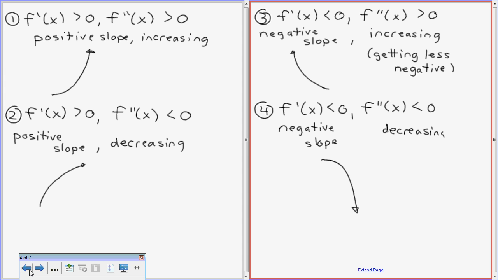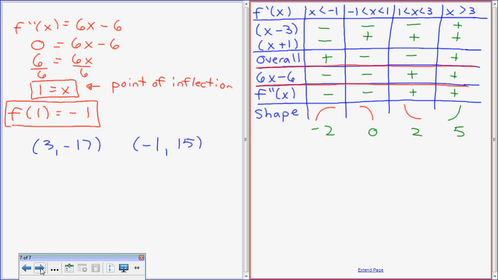I'll keep going for now, and I want to get 2 graphs. Okay, as far as what the graph's going to be, I'm going to write my points here. So we had 1 and negative 1. We had 3 and negative 17. And we had negative 1 and 15.